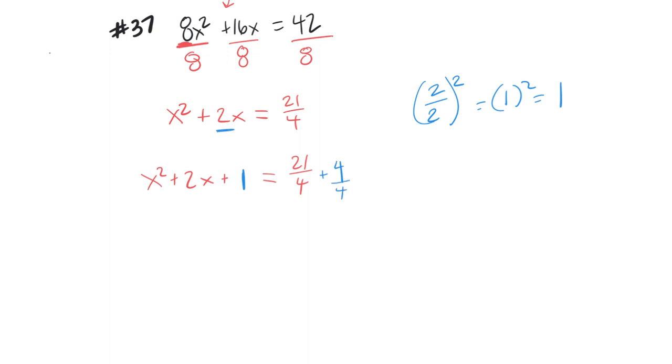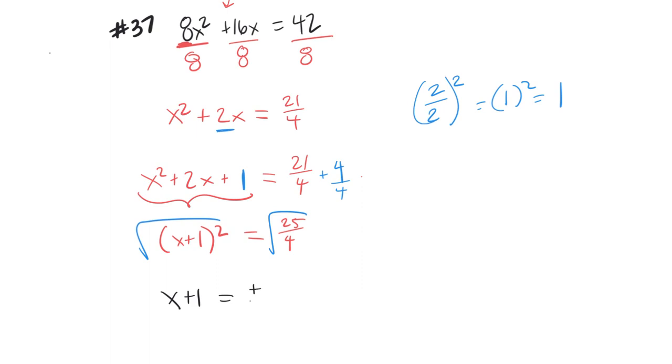All right, now I can rewrite this whole thing as x plus 1 squared. That's why I chose 1. And then over here, 21/4 plus 4/4 is actually 25/4, which, even though it's a fraction, at least I got perfect squares. Because now my next step is to square root both sides. So I'm going to have x plus 1 equals plus or minus the square root of 25, which is 5, and the square root of 4 is 2.